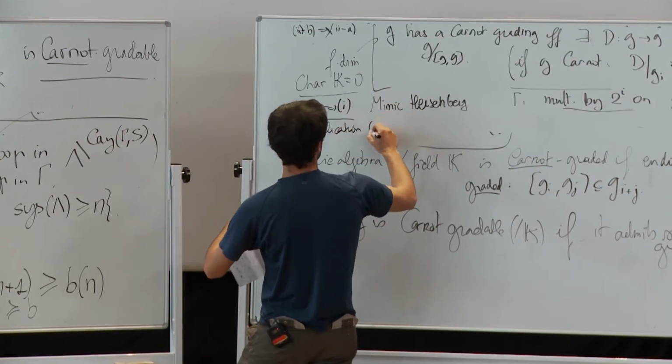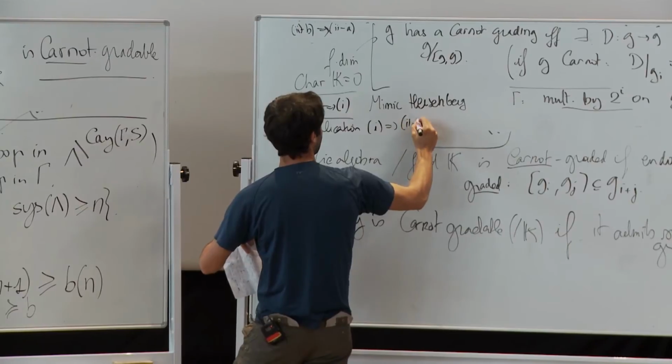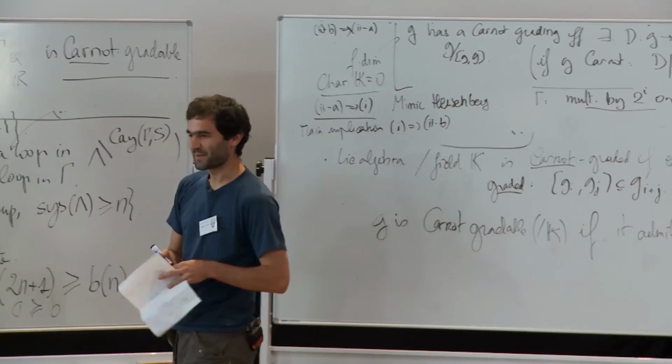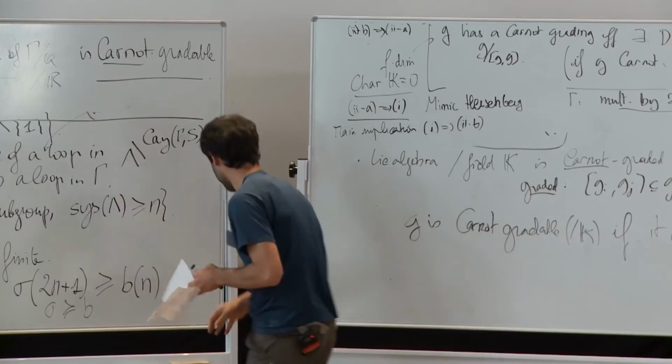And the main implication is the one that implies 2b, and how much time do I have? I have 2 minutes or? Okay.